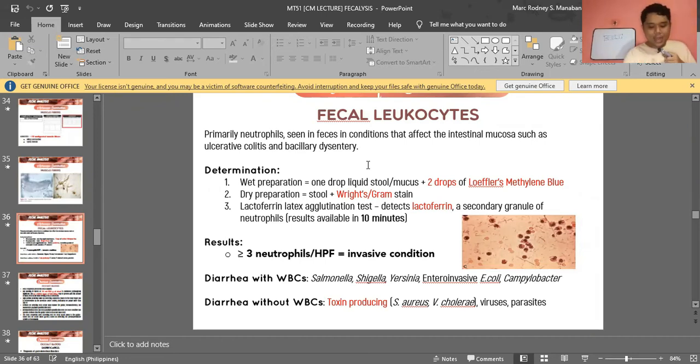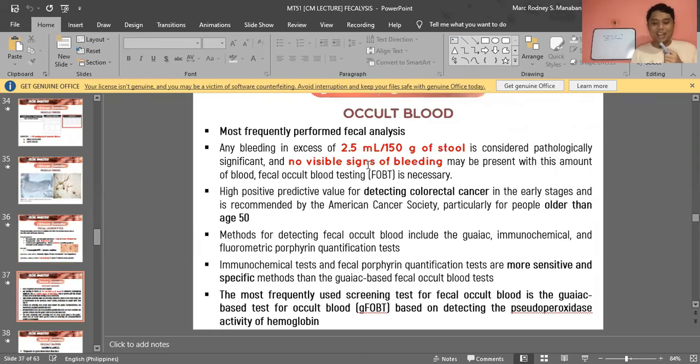All right. Next is, of course, the most important chemical analysis in your stool, your occult blood. The occult blood test is considered the most frequently performed chemical fecal analysis. And when you say occult, it means hidden.